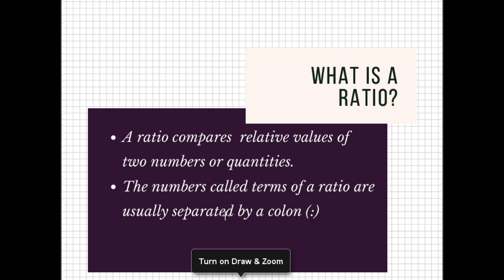While a fraction is a part or a portion of a whole, a ratio compares the relative values of 2 numbers or quantities. And these numbers, called terms of a ratio, are usually separated by a colon. You must have seen such numbers. We have read as 2/4, 1/2, or what have you.